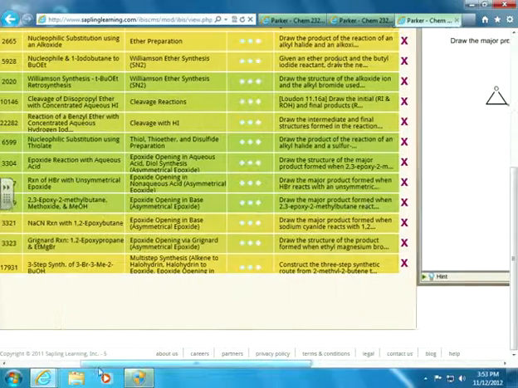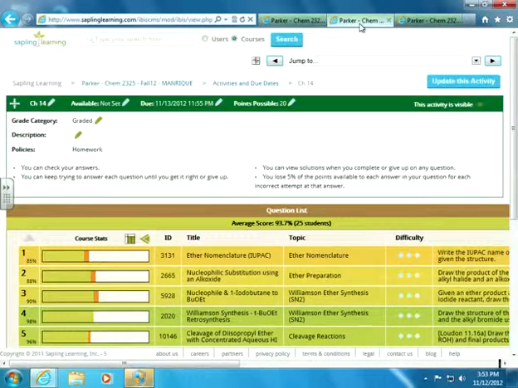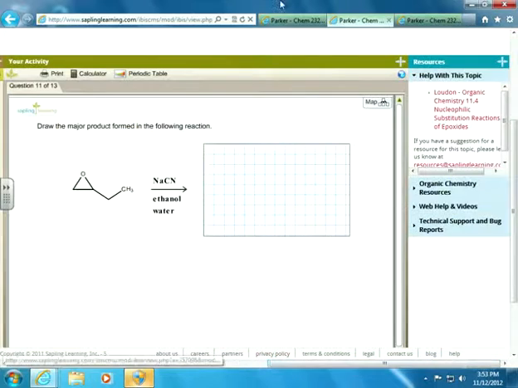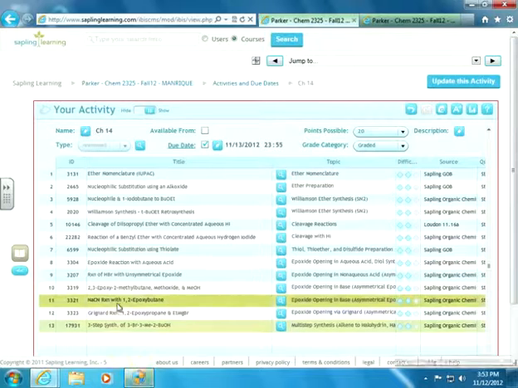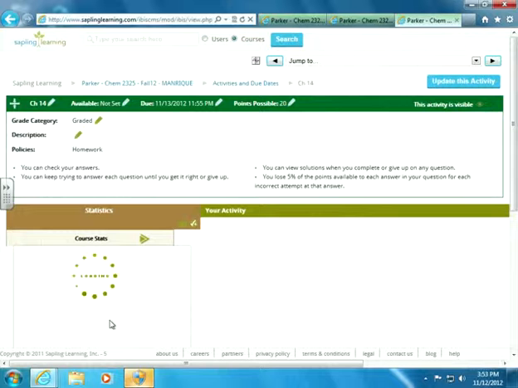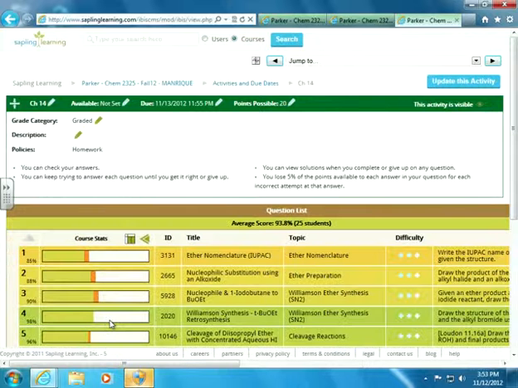And then if you need to leave, you can leave. There's only one more they wanted me to go over. It's this last one here. We could do this all together.